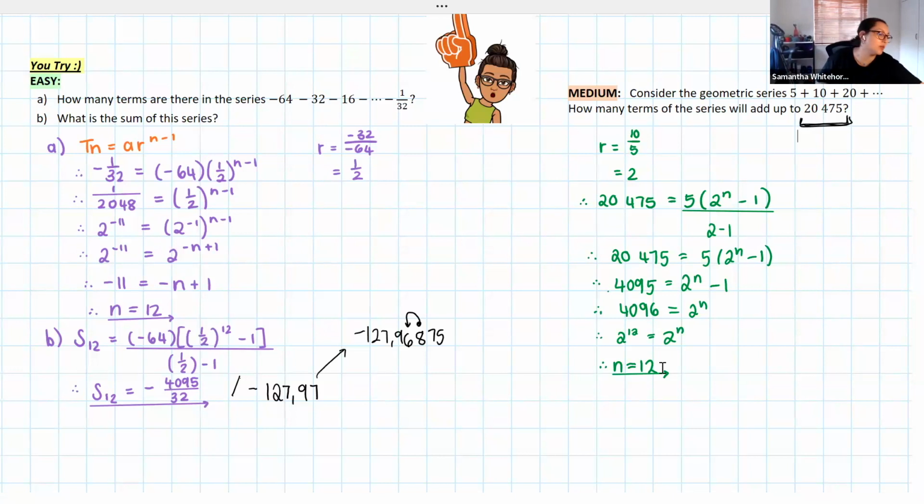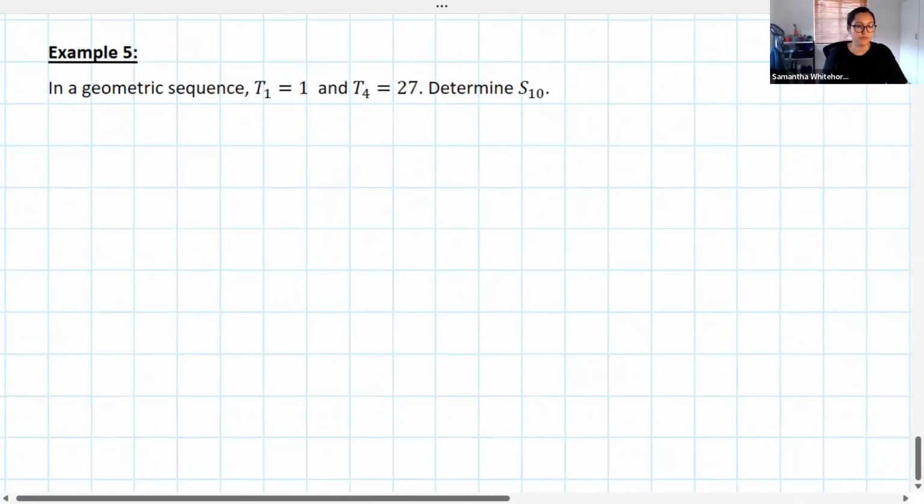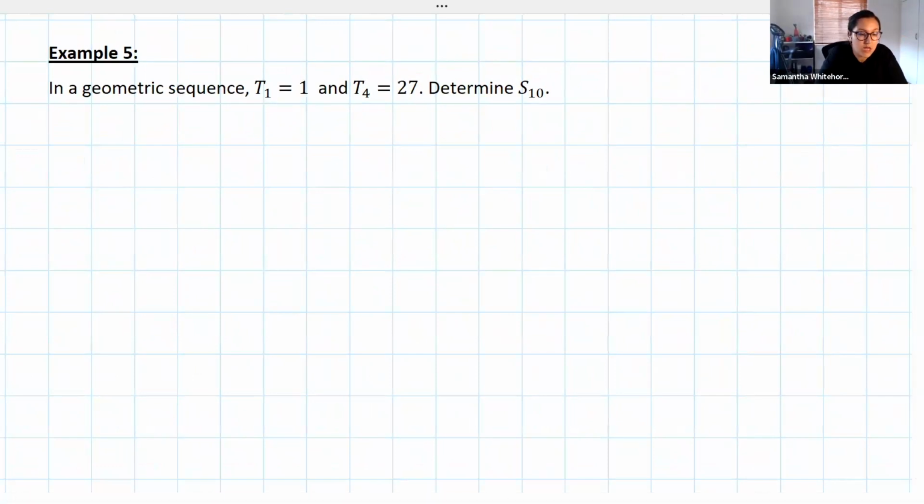And this is quite a nice example because we've been given information here. Now we need to analyze what we've been given and how we're going to use it. Okay, so let's see what we have. Example 5 says, in a geometric sequence, T1, so term 1 is equal to 1, and term 4 is equal to 27. Determine the sum of the first 10 terms.